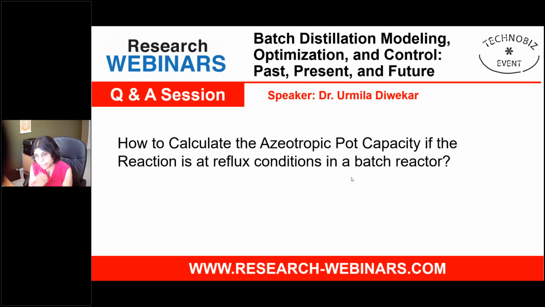How do you calculate azeotropic pot capacity if the reaction is at reflux condition in a batch reactor? Actually, I didn't understand this, but let me see if I can answer it. From my understanding, you can do it by simulation. Also, you can do the residue curve map, which is just doing the simple distillation calculations. You can find that. If you want a more detailed answer, just send me an email and I'll try to connect with you separately.